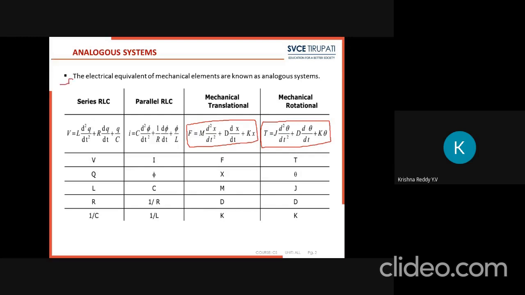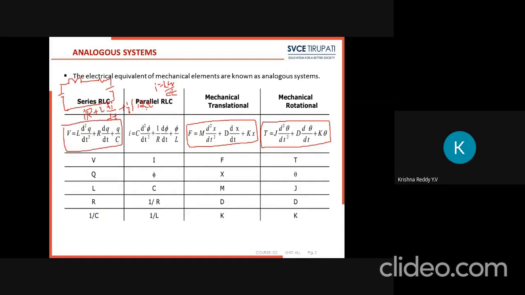When you have a series RLC, by applying KVL, we have the input voltage V equal to VR plus VL plus VC. VR is I into R. VL is L into di by dt. VC is 1 by C integral of I dt. In place of I, I write dq by dt. Simplifying the series RLC, we get V equal to L d squared q by dt squared plus R dq by dt plus q by C.